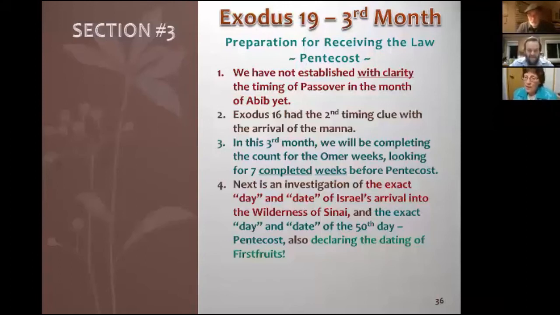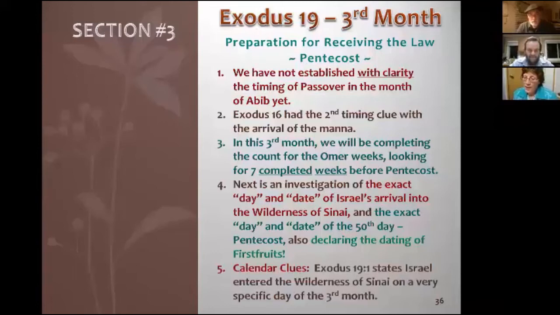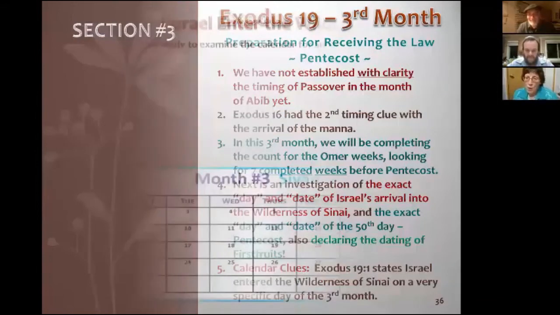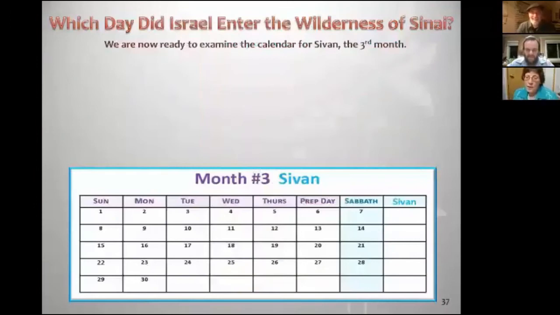So there's lots of calendar clues in Exodus 19, and it states right in the very first verse that Israel entered the wilderness of Sinai on a very specific day of a 3rd month. This is where it begins to be like a Rubik's Cube puzzle. And that's the question, what day was it? So I hope you're trusting me that you remember that we ended on a Sabbath in month number 2. So we're starting on a Sunday, or the first day of the week, for the date of the 1st. We're now ready to take a look.